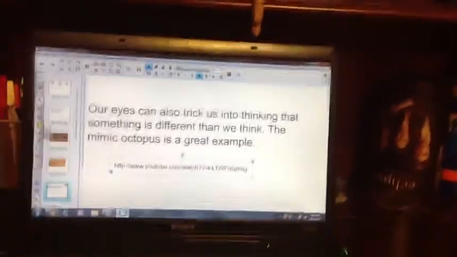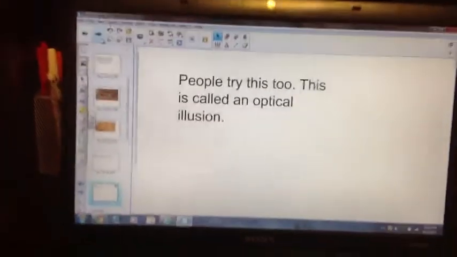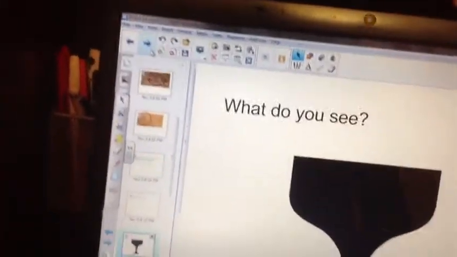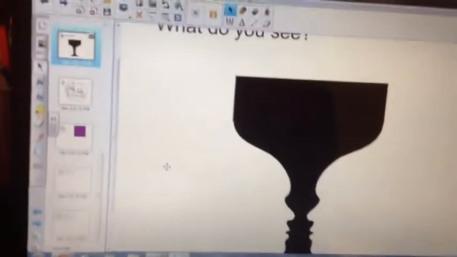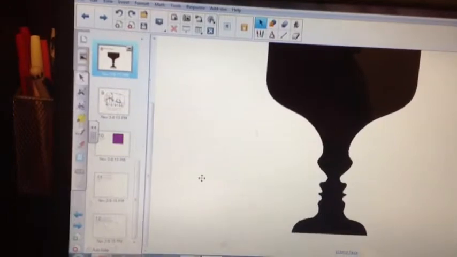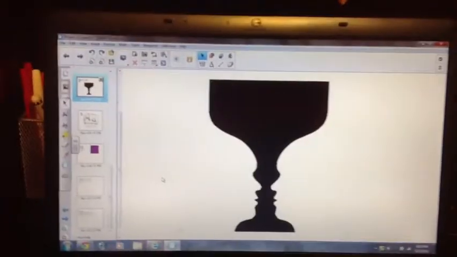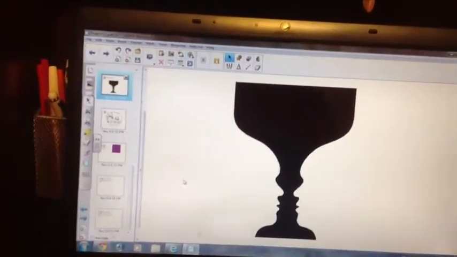The mimic octopus is very interesting and one of the best animals at camouflage. It tricks our eyes into thinking that it is a different fish that's very dangerous, so that nobody will hurt it. People try this too. This is called an optical illusion. It's when your eyes trick you into seeing multiple pictures of something, or maybe the wrong picture. Tell me what you see. Is this a picture of a vase or of 2 people's faces?